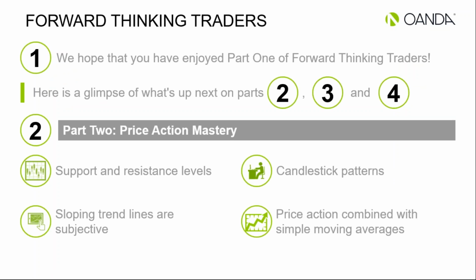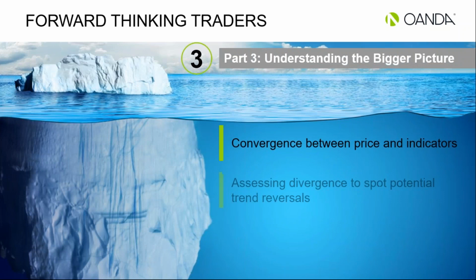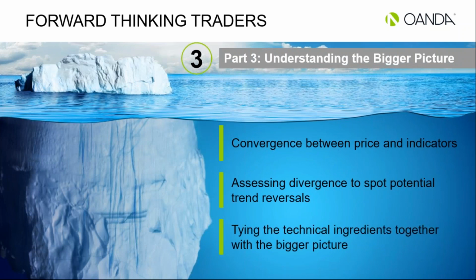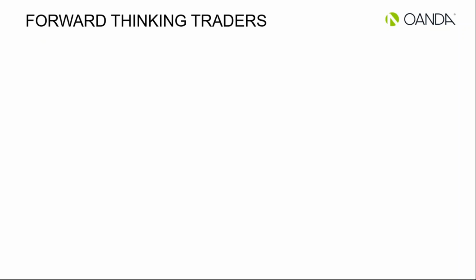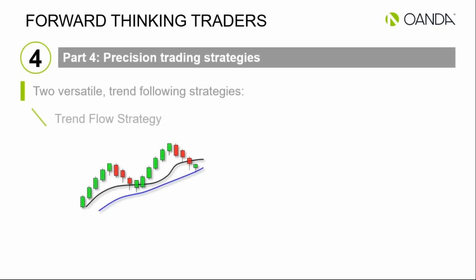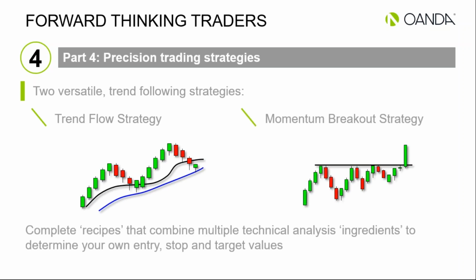In part 2 we're going to talk about support and resistance levels, candlestick patterns and combining them with moving averages. In part 3 you're looking at putting the different instruments together and understanding the bigger picture. So that's convergence between price and indicators, looking at divergence as well. And in part 4, we'll put all of that together and show you how it combines to make the trend flow strategy as well as the momentum breakout strategy. Like I said, those are different recipes that you can use for market scenarios in order to trade, and you will know how at that point to position size and control your risk.